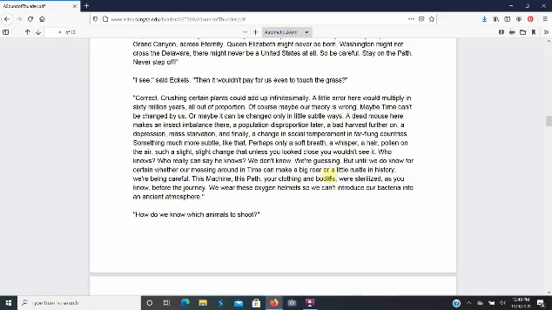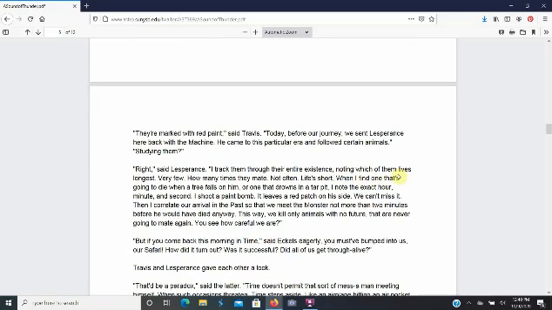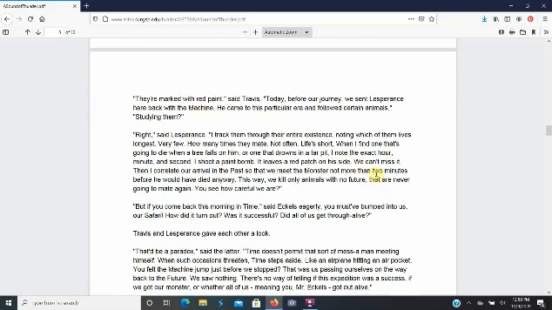"How do we know which animals to shoot?" "They're marked with red paint," said Travis. "Today, before our journey, we sent Lesperus here back with the machine. He came to this particular era and followed certain animals." "Studying them?" "Right," said Lesperus. "I tracked them through their entire existence, noting which of them lives longest. Very few. How many times they mate?"